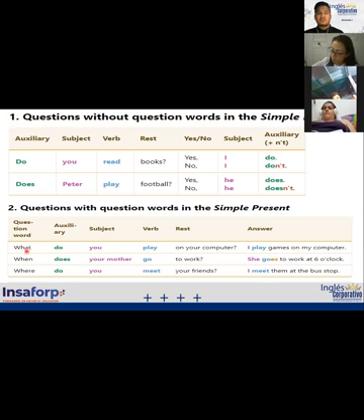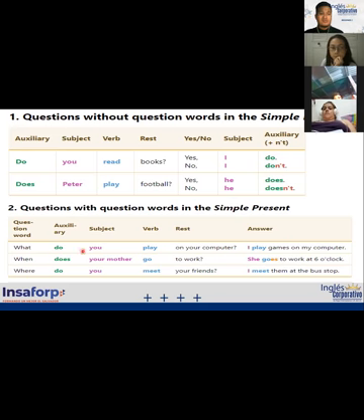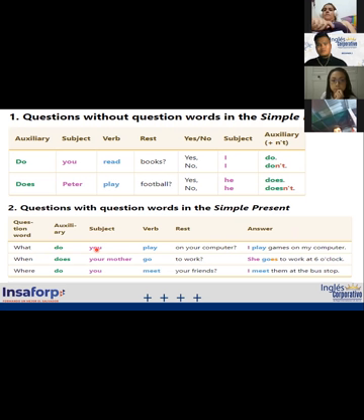So we have some examples right here. Can someone help me? Any volunteer, un voluntario, to help me to read question number one? What do you play on your computer? Thank you so much, and help me to read the answer. I play games on my computer. Very good.